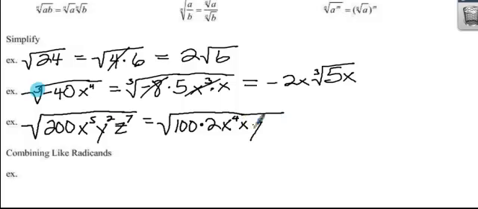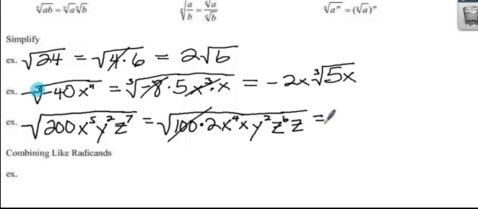Y squared is good the way it is because it's an even number, and I'm trying to divide by 2 when I square root. And z to the 7th, I have z to the 6th, and I take my extra z, move it off to the side. And now I just start at the left, work my way right, and try to square root if I can.